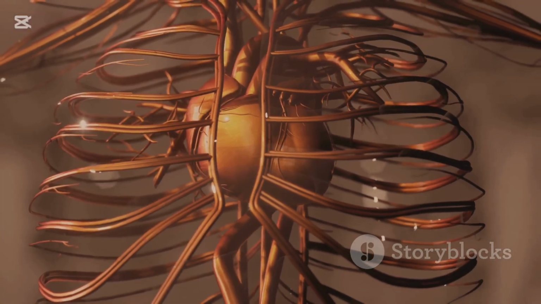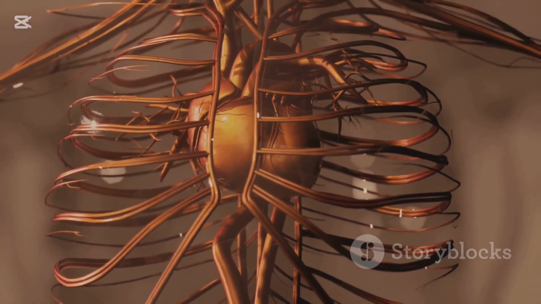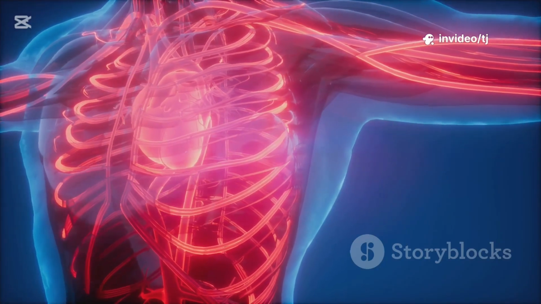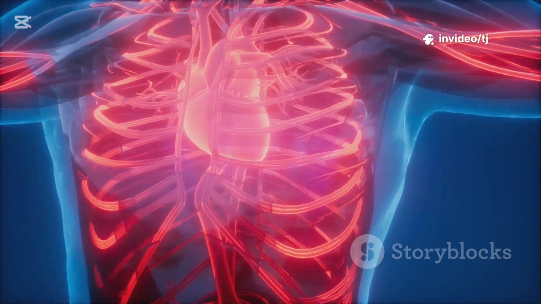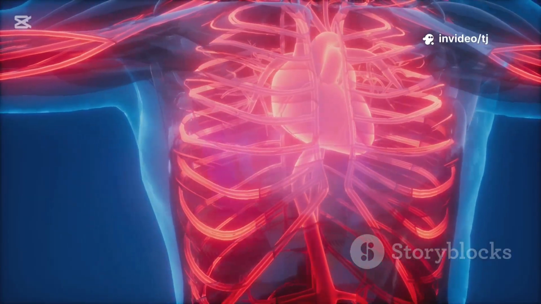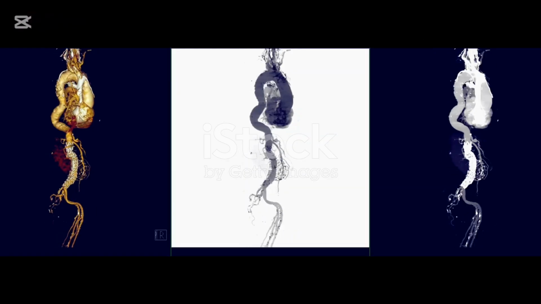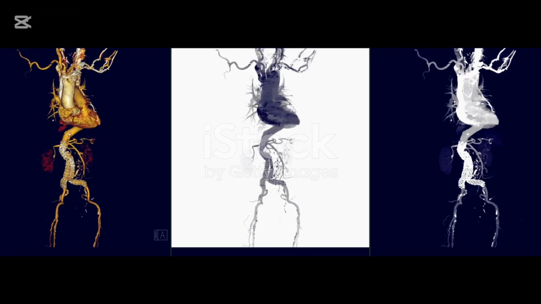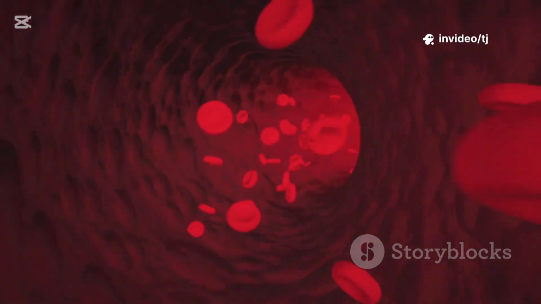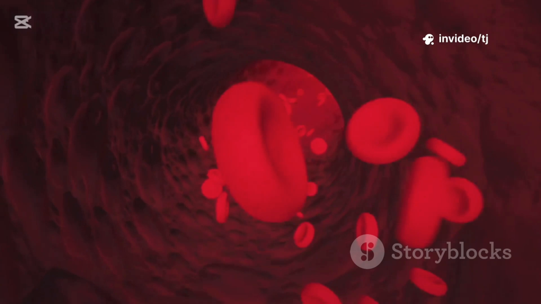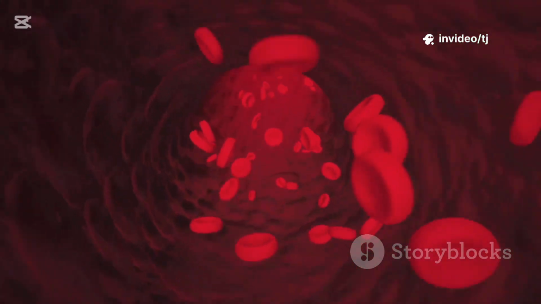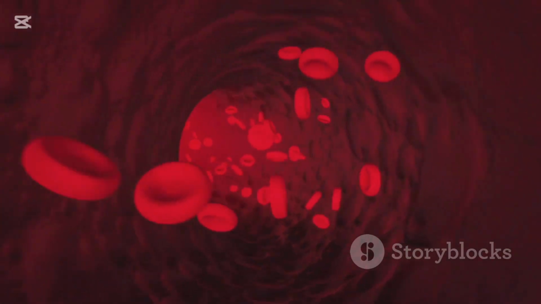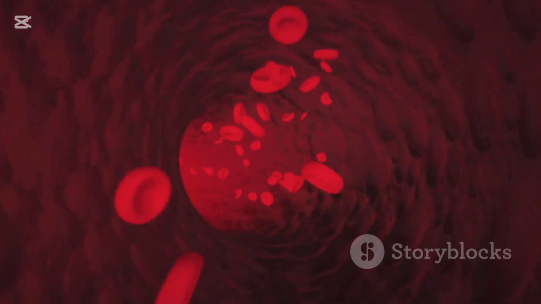2. Systemic circuit: heart, body, heart. Oxygenated blood from the lungs enters the left atrium. It passes into the left ventricle, which pumps it into the aorta. The aorta branches into arteries that carry blood to all body tissues: head, arms, organs, legs. In the body's capillaries, O2 and nutrients are delivered, and CO2 and wastes are picked up. The now deoxygenated blood returns to the right atrium via the superior and inferior vena cavae, and the cycle repeats.